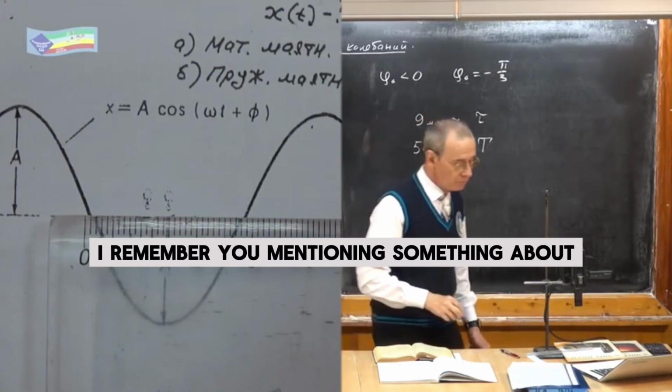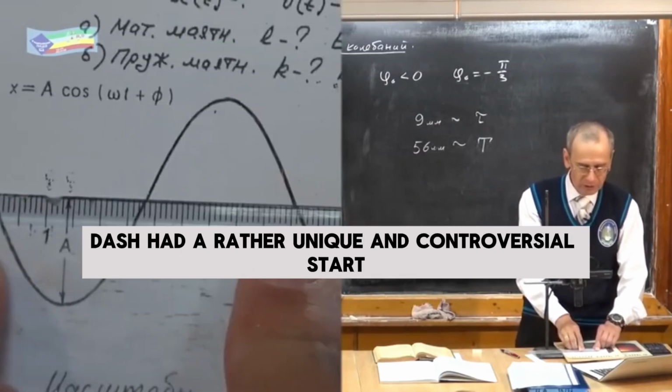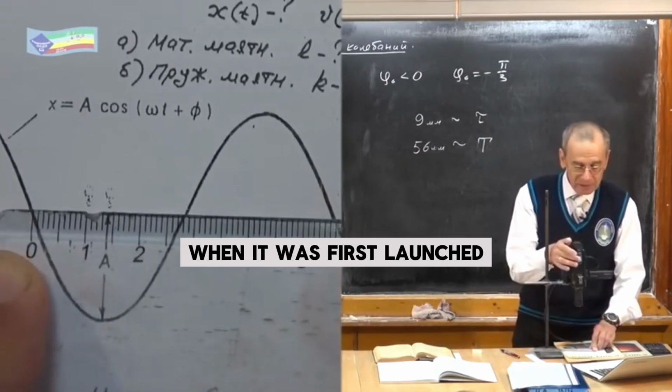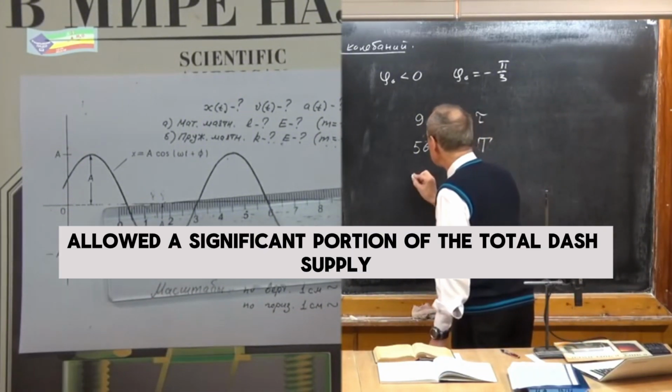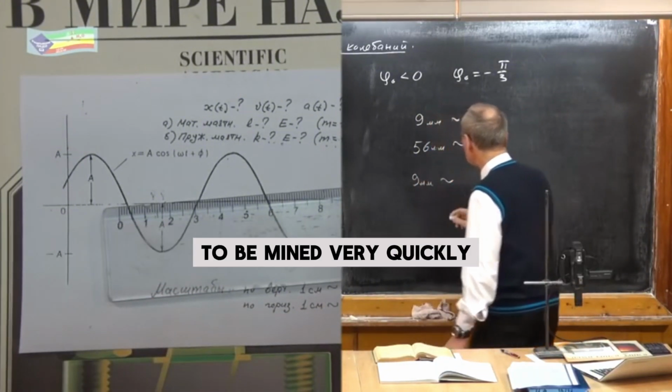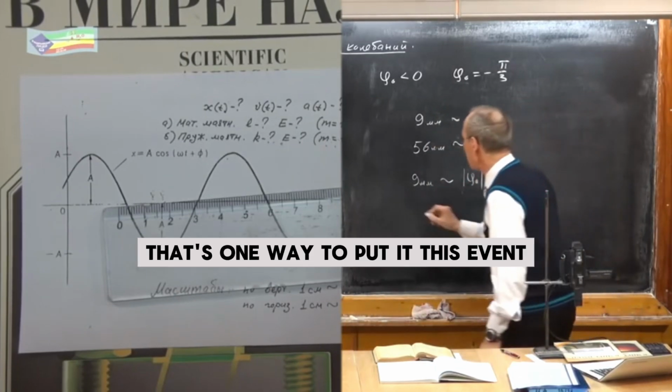I remember you mentioning something about an accidental instamine earlier. Right, Dash had a rather unique and controversial start. When it was first launched, a bug in the code allowed a significant portion of the total Dash supply to be mined very quickly. So it's like a gold rush where somebody struck it rich right out of the gate. That's one way to put it.